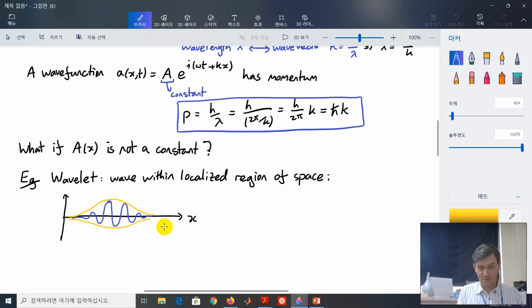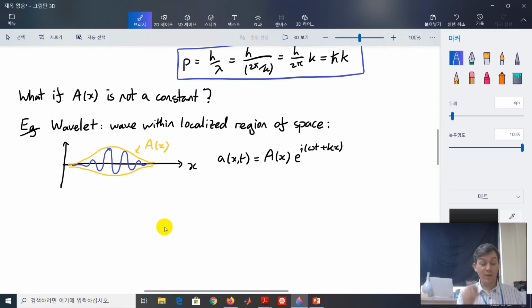Okay, so this orange line here is what's defining capital A of x, okay, and we take the wave function A(x,t) to be this envelope, capital A(x), times the plane wave. Okay. Then, in this case, we can describe the wave function A(x,t) in terms of its Fourier transform, but its Fourier transform, because it's no longer a plane wave, will have a range of possible k values.